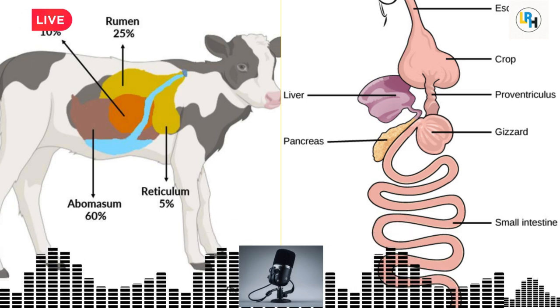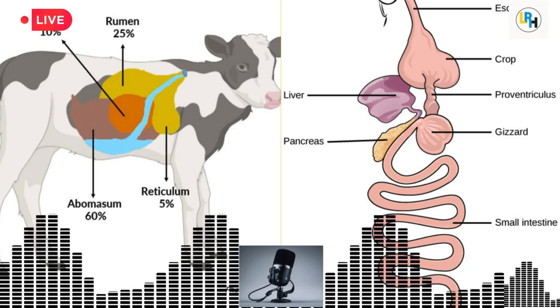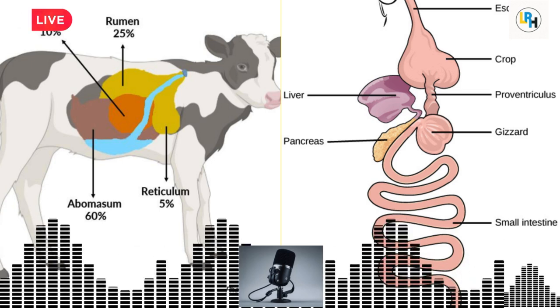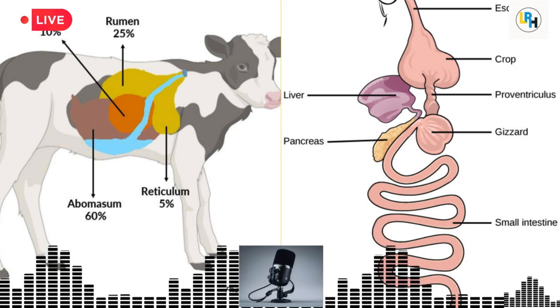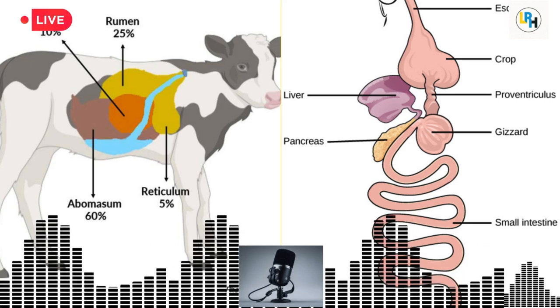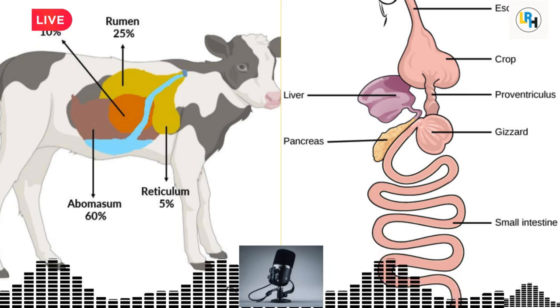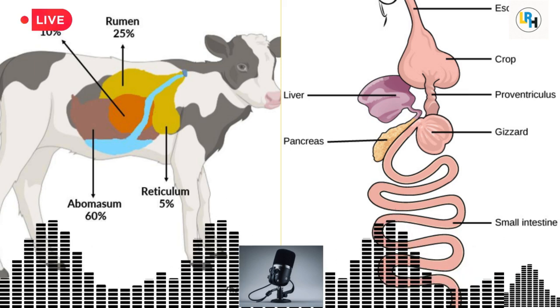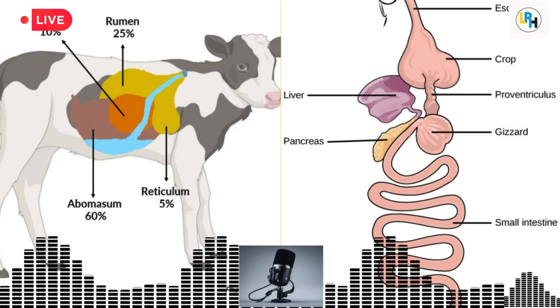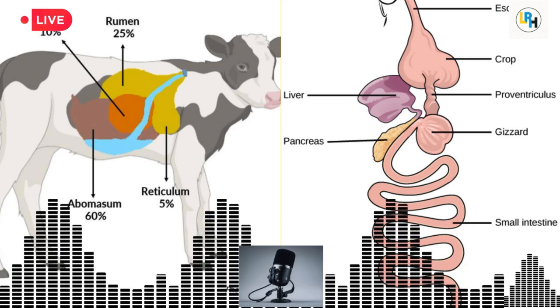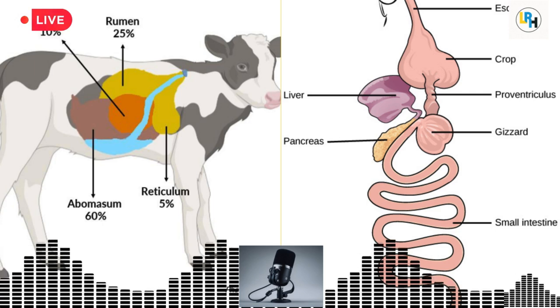The reticulum acts as a large chamber for undigested food particles and sends them back to the mouth for further chewing. So basically, it stores food temporarily which has not been digested and later sends it back to the mouth for proper chewing. So in short, it stores undigested food. It is also known as the honeycomb stomach. So another name for the reticulum is the honeycomb stomach.